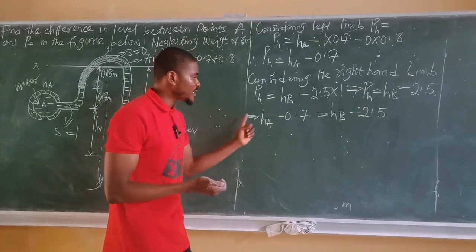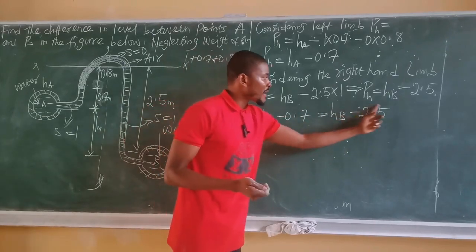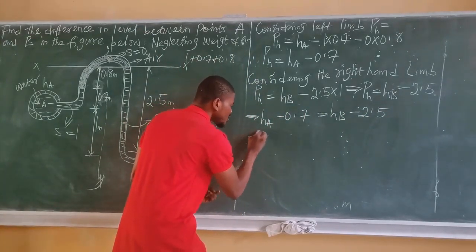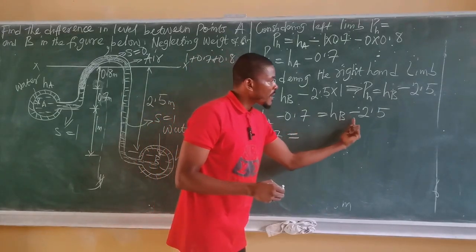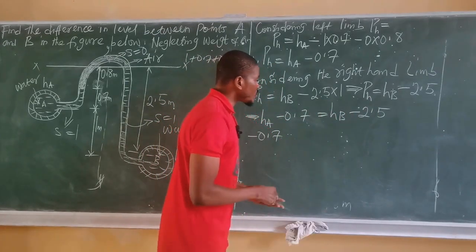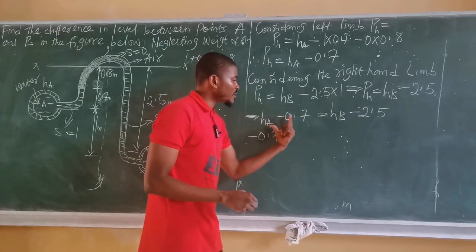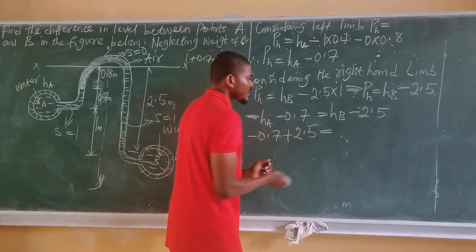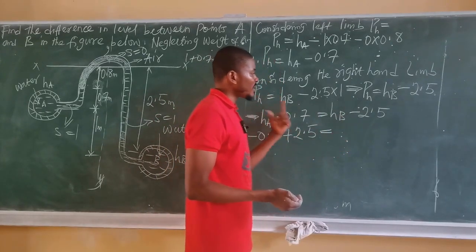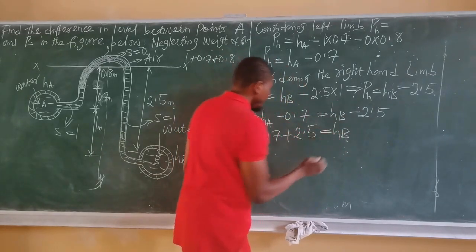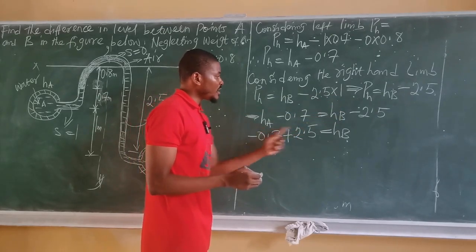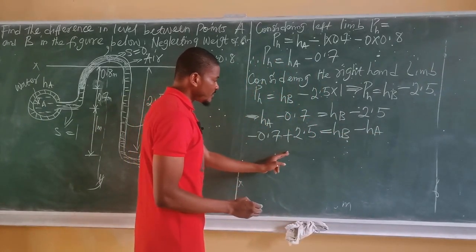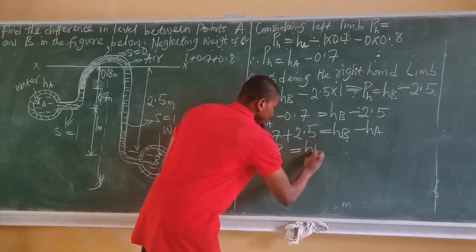Now let's send HA over to this side of the equation, and send minus 2.5 over to the other side. If I'm moving HA, I'll be left with minus 0.7 here, and that is equal to, if I'm moving minus 2.5, I'm going to be left with HB here. Moving minus 2.5 over, a negative sign crossing an equal sign becomes positive, so this becomes plus 2.5. Remember you're sending HA over to this side; it is positive here, and crossing an equal sign it becomes negative, so you have minus HA. From here, minus 0.7 plus 2.5 gives us 1.8, and that is equal to HB minus HA.